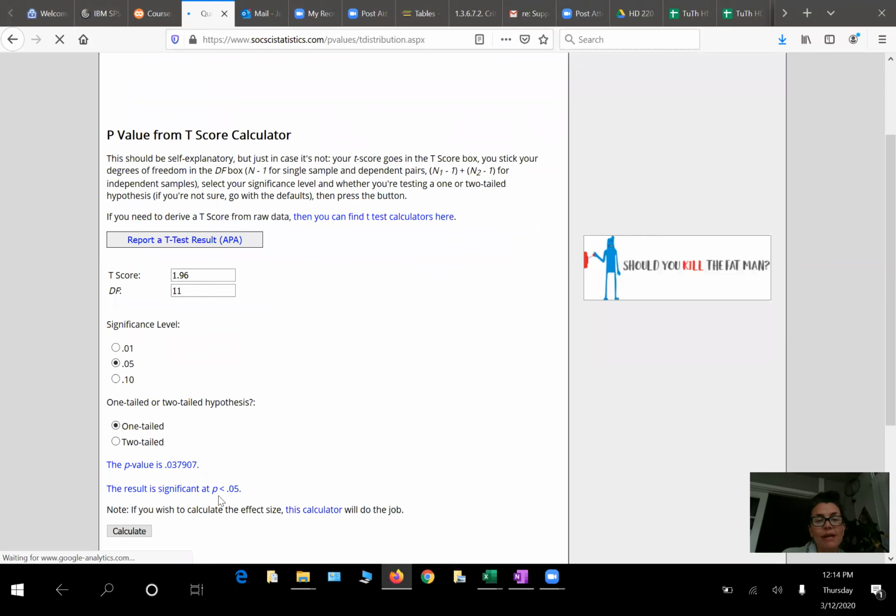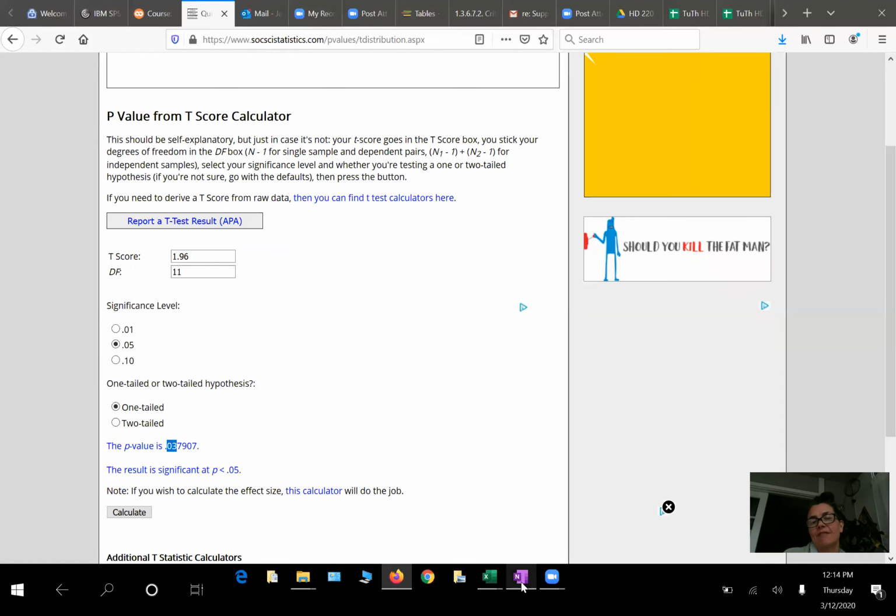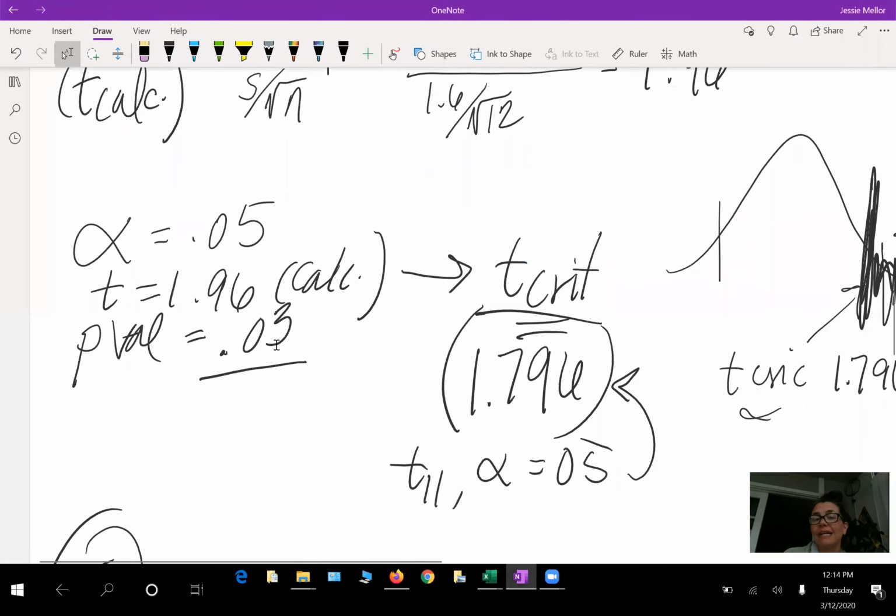And based off that, we have a p-value of 0.037. That is less than 0.05. That gives us a significant value. So if you come over here, that 0.03, right?